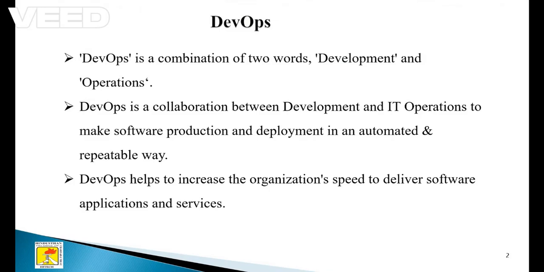It is a collaboration between the development and IT operations to make the software production and deployment in an automated and repeatable way. It helps to increase the organization's speed to deliver the software applications and the services. It also bridges the gap between the development and the IT operations team. It is achieved by prioritizing automation, continuous integration, continuous deployment, and infrastructure as code.